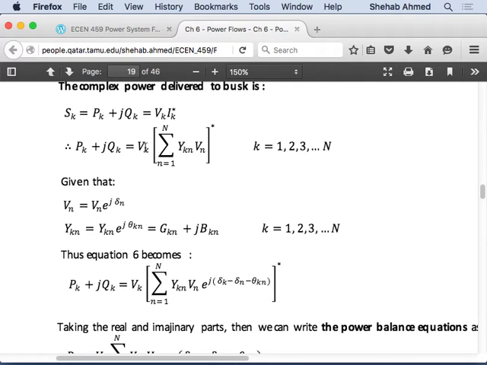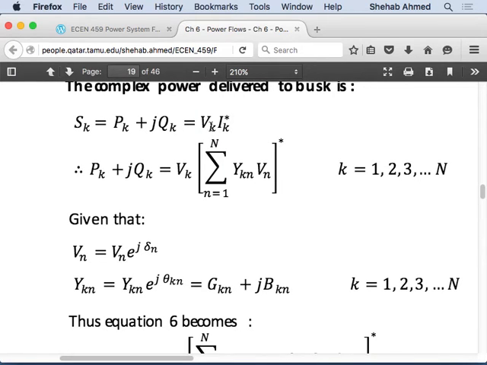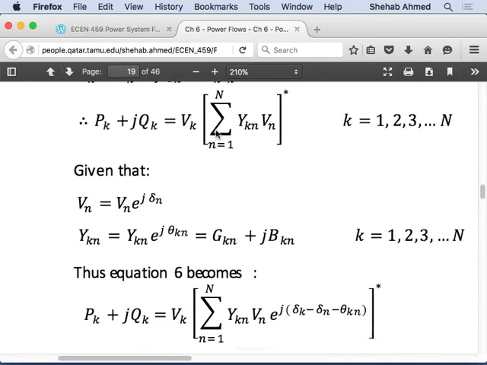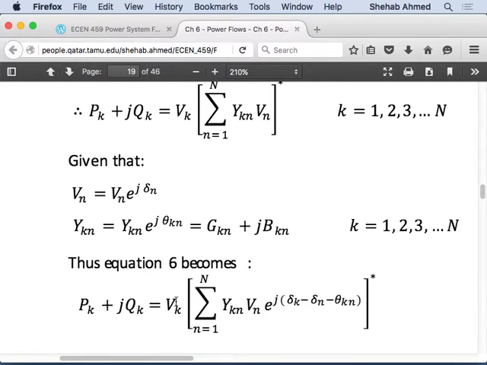So VK is equal to what? VK is equal to a magnitude VK, e to the j delta k, right? The VK is constant, it's outside. It is common. I'm finding the voltage at this specific bus. This VK stays outside the summation, right? This comes from the complex power equation, so my complex power equation has a VK here. This VK is going to be common, so it stays outside.